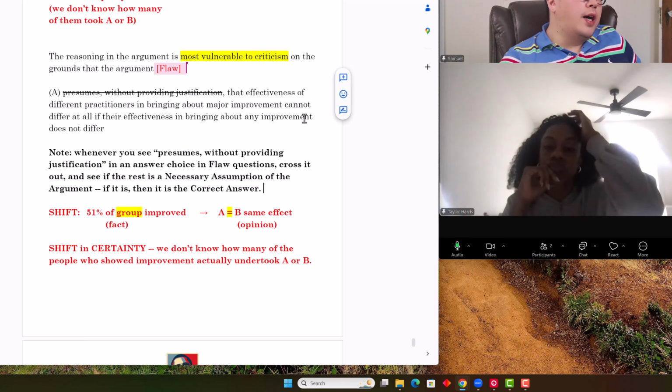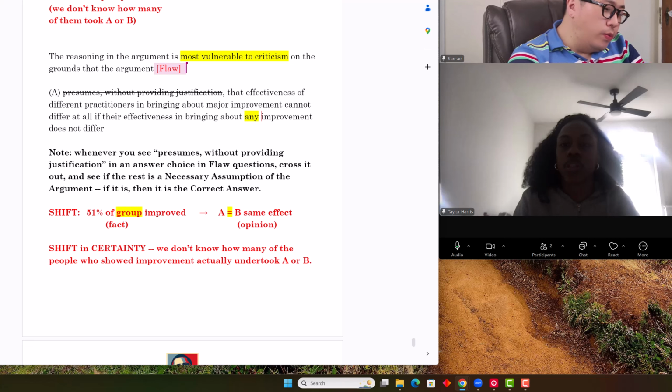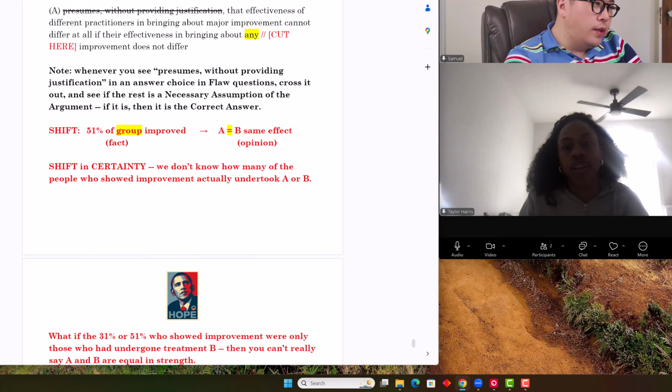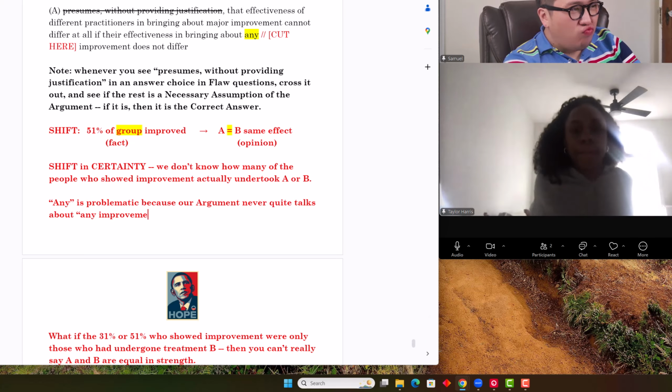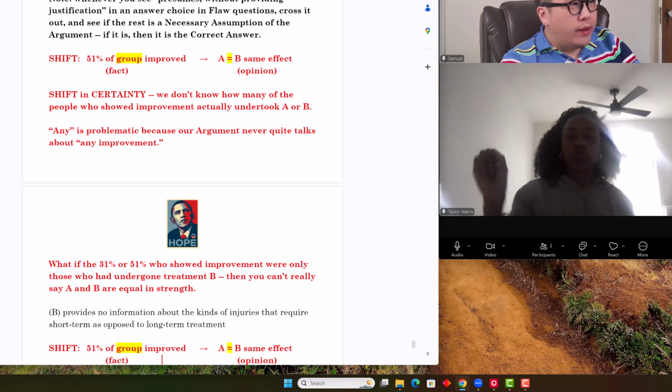So I can cut it at "any improvement," because our argument doesn't talk about any improvement. So this cannot be a necessary assumption. So I would cut it at "any improvement." Oh, yeah, it says "major improvement." Okay. Exactly. Make sense? All right.